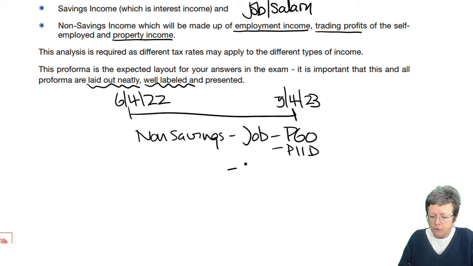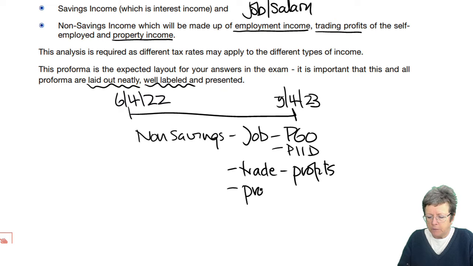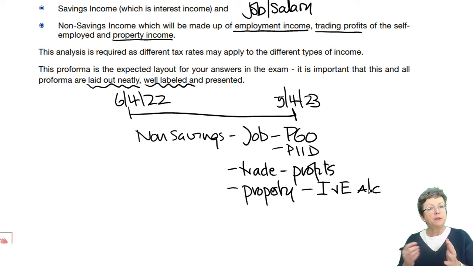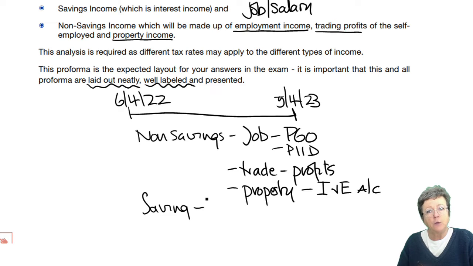If you've got a trade, then there will be the profits that you've worked out. And if you've got property income, then you'll do a little income and expenditure account to show how much profit you've made on that particular property in that tax year. Now, savings income: what normally happens with a bank or a building society in the UK is that you get a certificate to show what income has been received.